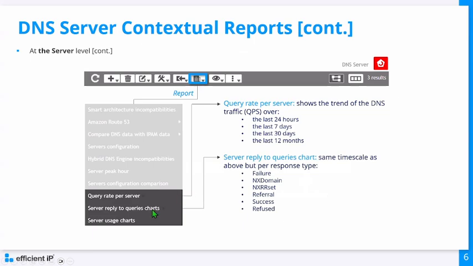And also you will be able to view query rate per second at the last 24 hours, at the last 7 days, at the last 30 days, or 1 year. You see that? So you can generate those reports. Query rate per second. How many queries per second?